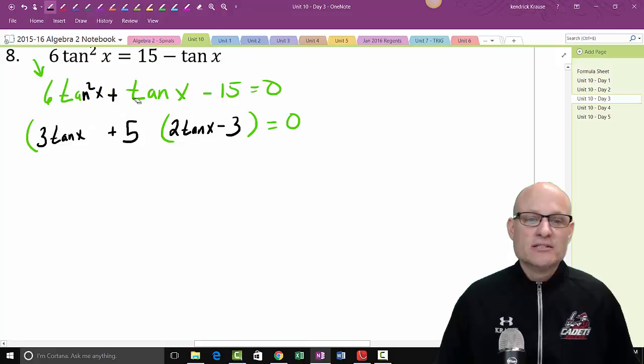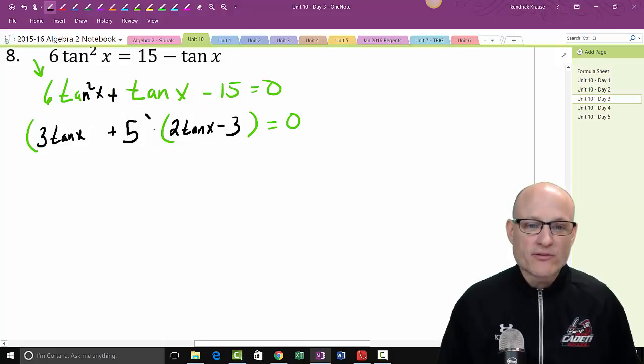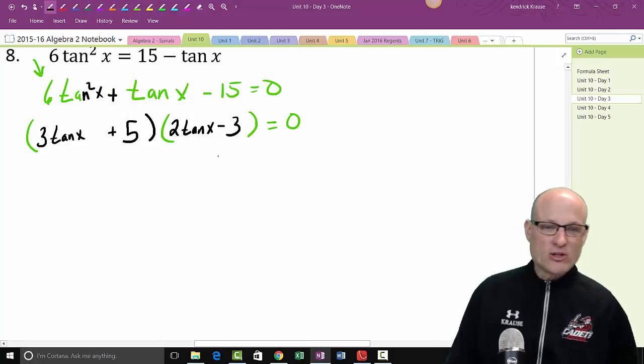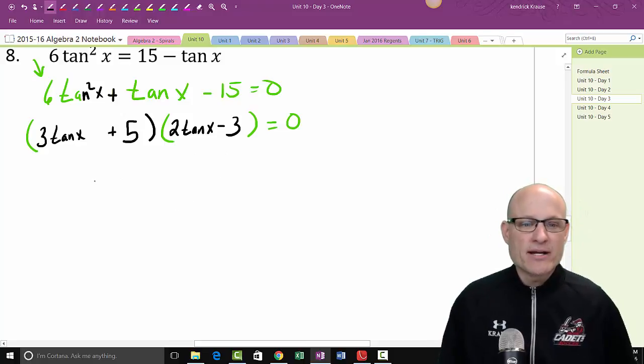Perfect. Somehow that black pen just looks awesome. I don't know why. It looks so sharp and clear and crisp. Anyway, here we go.